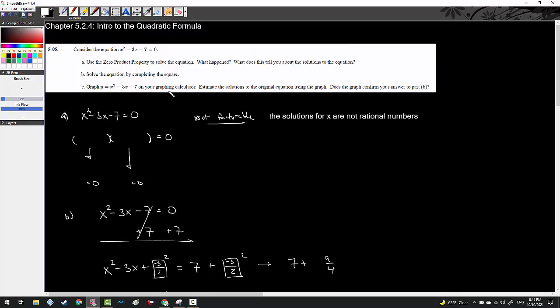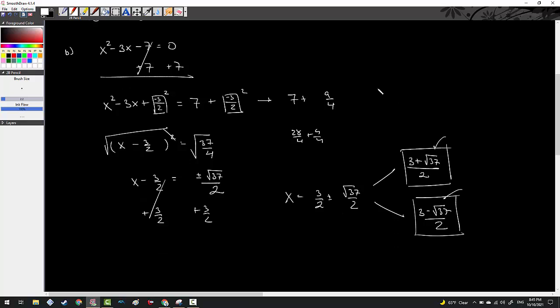And now it says graph on the graphing calculator, and then we have to estimate the solutions to the original equation, and then does that confirm our answer? I believe it does. Give me a second. Let me go ahead and pull up the graph.